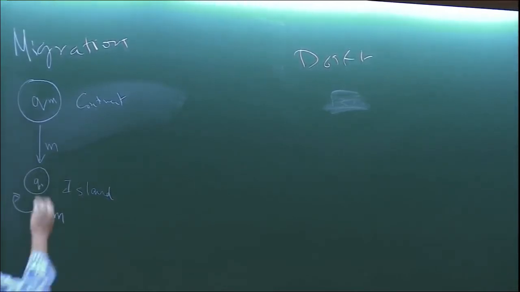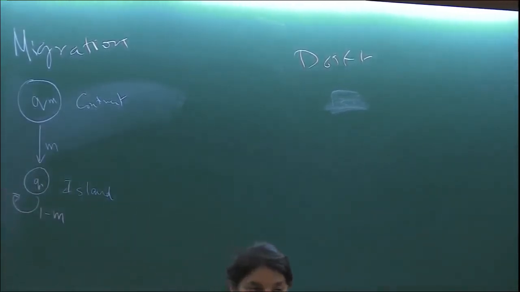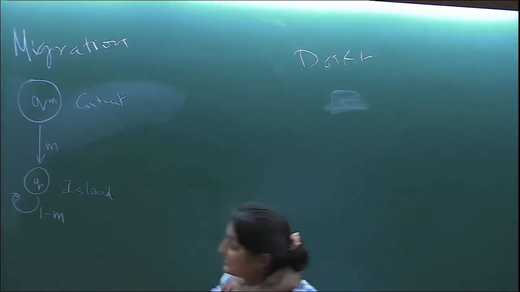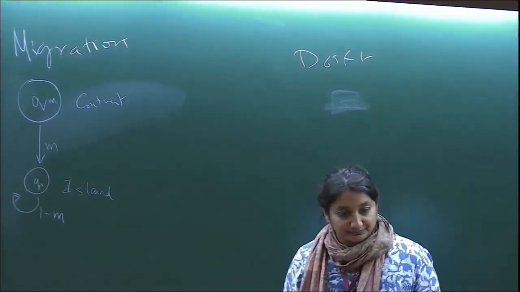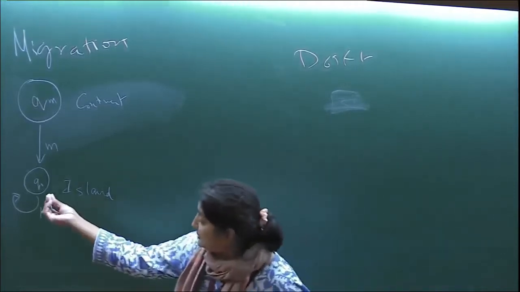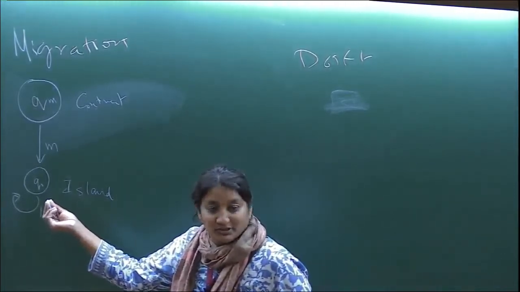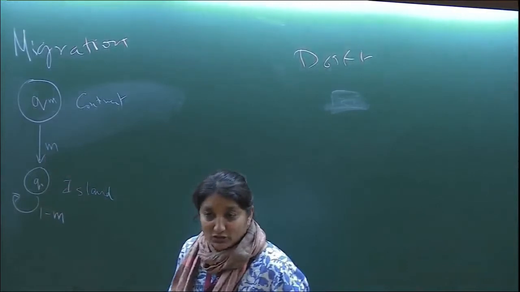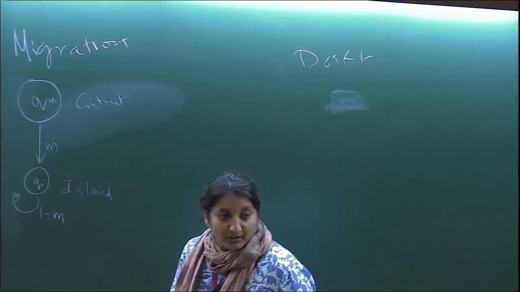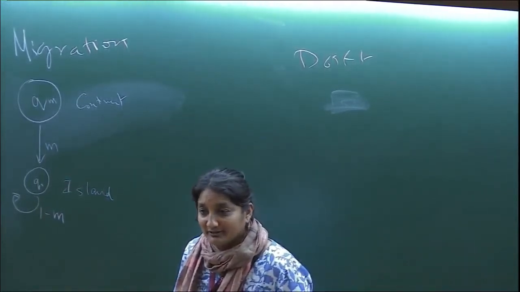Okay? So, after one generation of migration, what will be the allele frequency here? Initial allele frequency on the island, Q0. Initial allele frequency on the mainland, Qm. How will you calculate that?